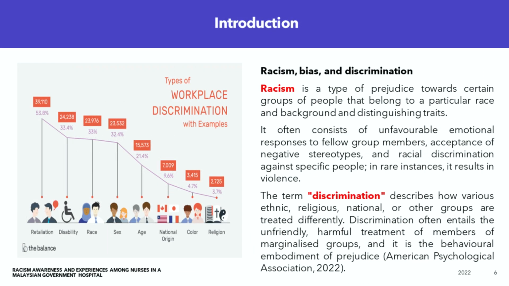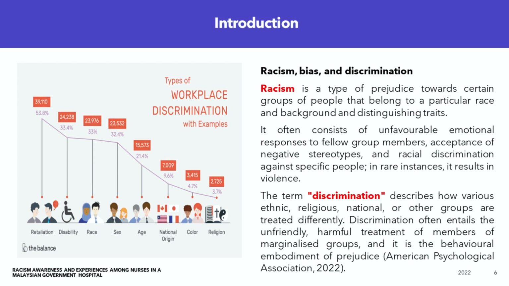First of all, we will go through the introduction part. Before we start, we should be familiar with several crucial terms. First of all, racism. Racism is a type of prejudice towards certain groups of people that belong to a particular race and background, and also distinguishing traits. It refers to the superior feeling of a race where they think and feel they are the main character while others are not equal to them.